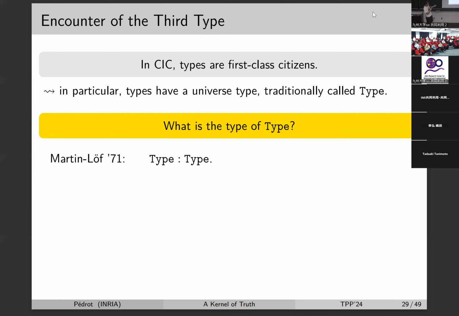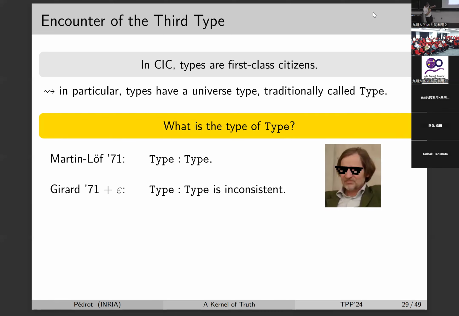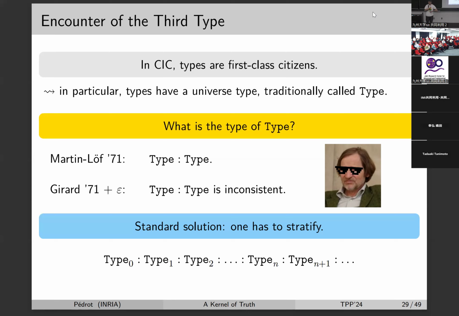So there is a famous answer in the seminal paper by Martin-Löf in 71, which is that Type is of type Type. And then, a negative amount of time before, Girard comes like the cool-headed guy, just crashes through the wall and says, that's inconsistent. For the little story, he knew before the publication of the article that it was inconsistent, let Martin-Löf publish the article, and then said, that's inconsistent. So the standard solution, a very well-known solution to this problem, is to have a hierarchy of universes.